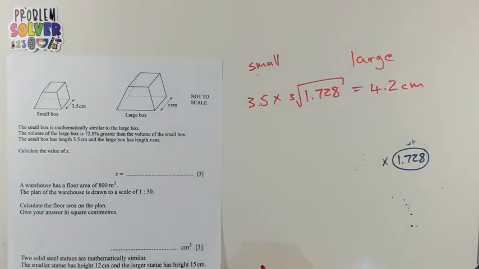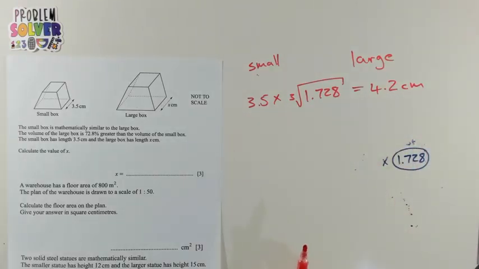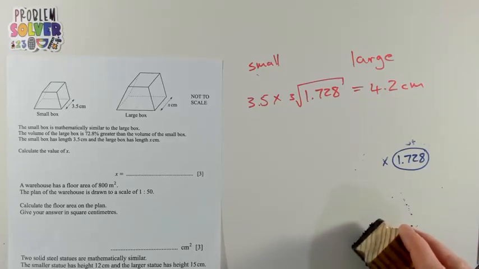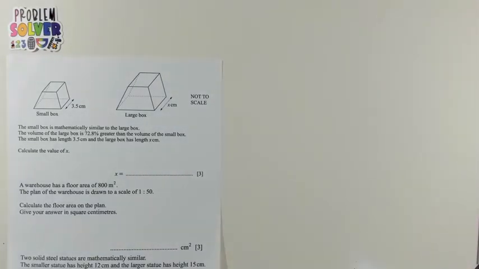And yeah, I think it looks very simple like this, but I don't think it's as intuitive as the previous past paper questions we've seen when it comes to similar shapes. Okay, that was that one.